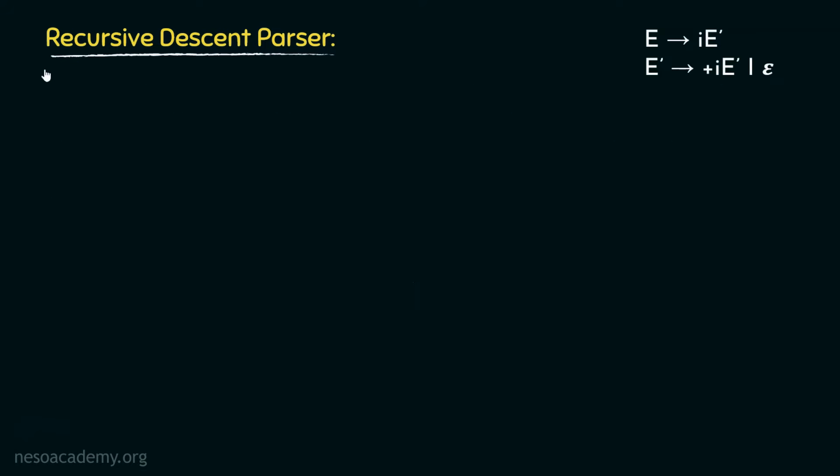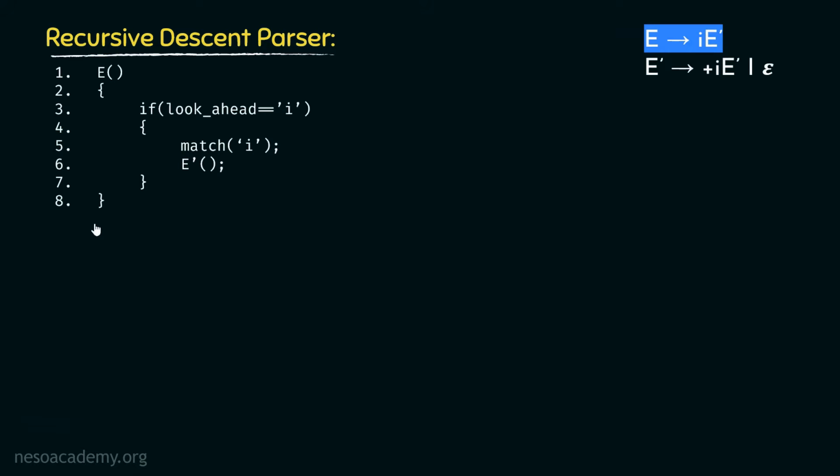Now, just now we have seen the recursive descent parser's definition. It said that for a given grammar, we will have to create procedures for all the non-terminals. So let's start off with this particular production. E can be rewritten as I followed by E dash. Now the function defining this will look something like this.